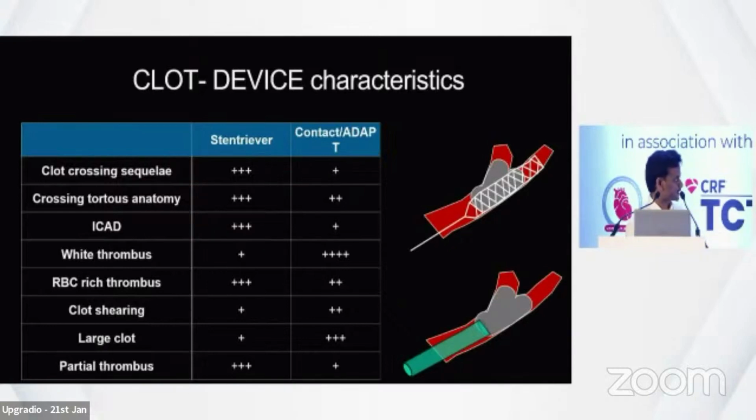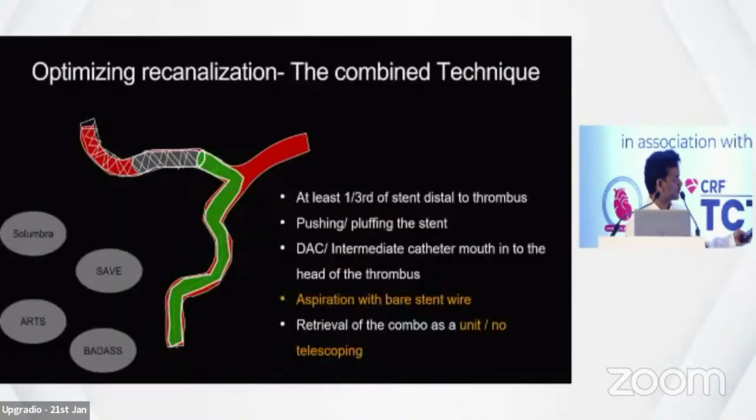So these are the physical factors of the clots and their interaction with the stent retriever or the aspiration catheter. A few clot characteristics favor the stent retriever, and a few favor the aspiration catheter. So it's better we use them combined. This is called the Solumbra technique, or SAVE or BADAS. So many names are given. Here the aspiration catheter is placed at the mouth of the clot and the stent retriever is simultaneously deployed in a sequential fashion. Then you retrieve this assembly of stent retriever as well as aspiration or intermediate catheter in toto after some dwell time. So this is called the Solumbra technique.